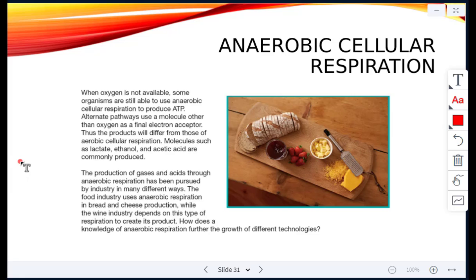So when oxygen is not available, some organisms are able to use those conditions of no oxygen to still produce ATP. They use a different final electron acceptor than oxygen. All right, so recall in aerobic cellular respiration, it was oxygen that was the final electron acceptor. All right, so in anaerobic, we'll talk about what the final electron acceptor will be. So the products are going to differ from those of aerobic cellular respiration. Molecules like lactate, ethanol, and acetic acid are the commonly produced products.